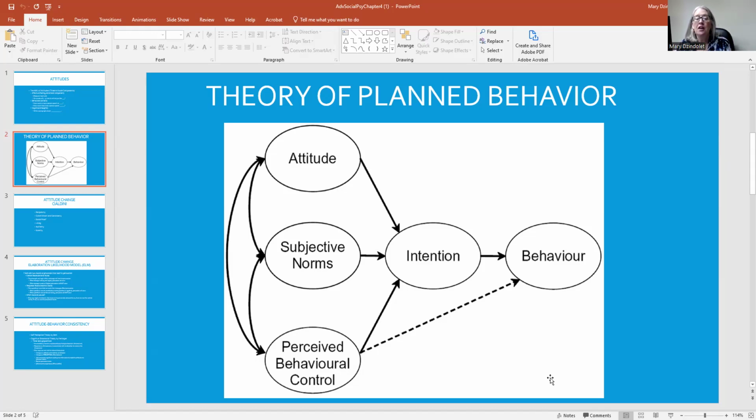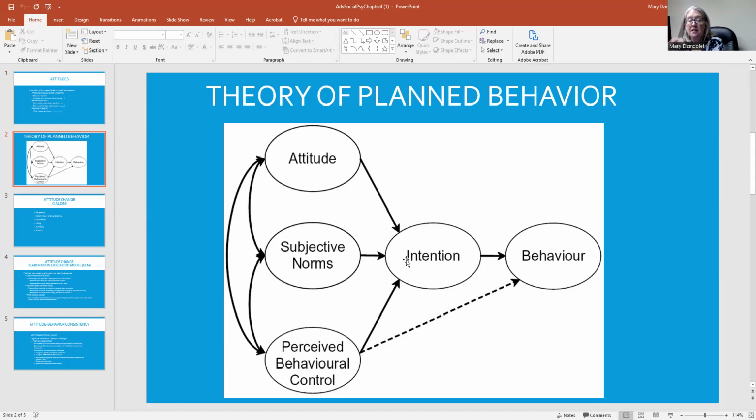So let's use condom use because, boy, there are so many articles done on this. So you were looking to see, did someone actually use a condom when they were having sex? Well, to know that, one of the best predictors is, did they intend to use it? Now, it's not a perfect predictor. Many of us think if someone has an intention of doing something, they'll definitely do it, but it's not true.